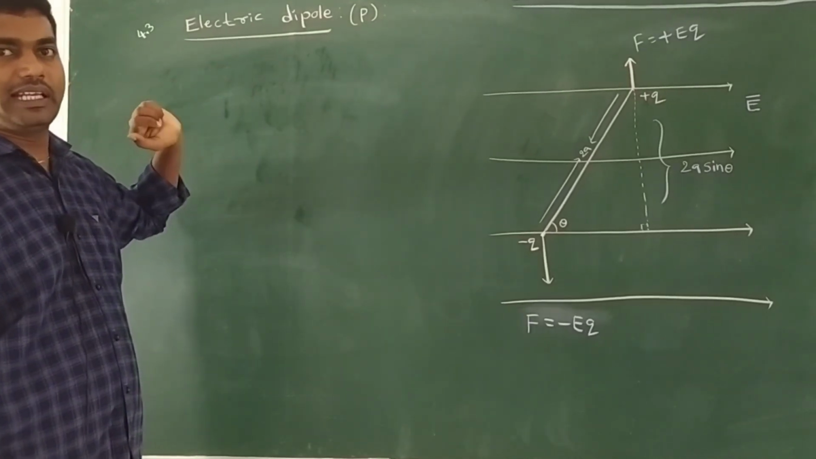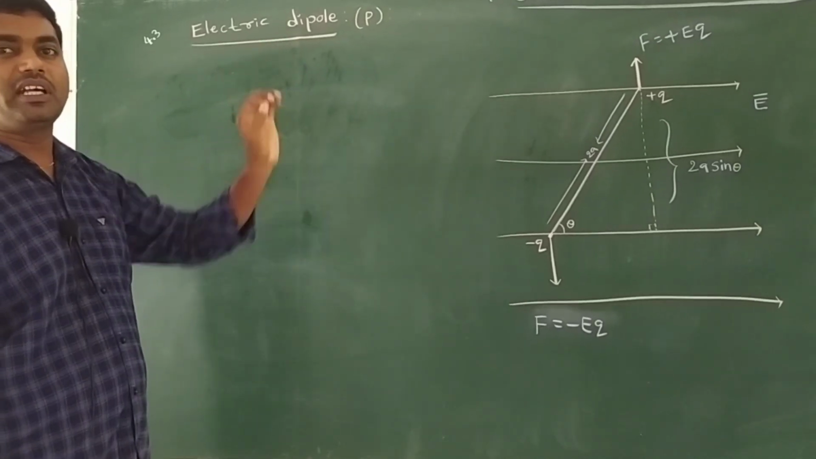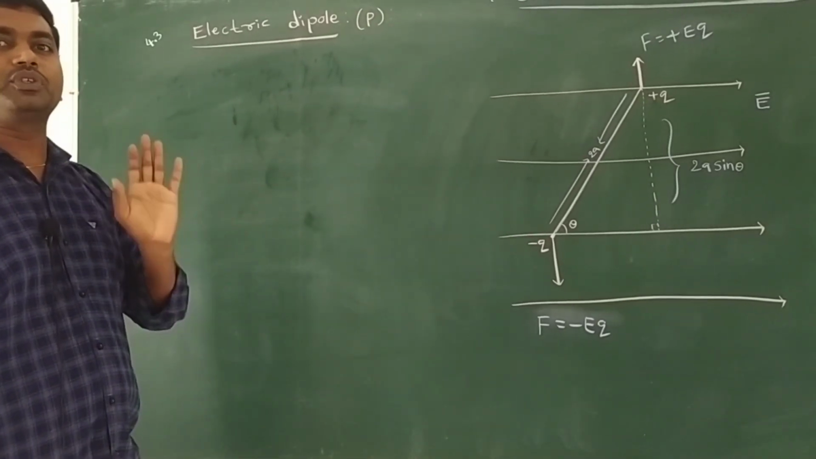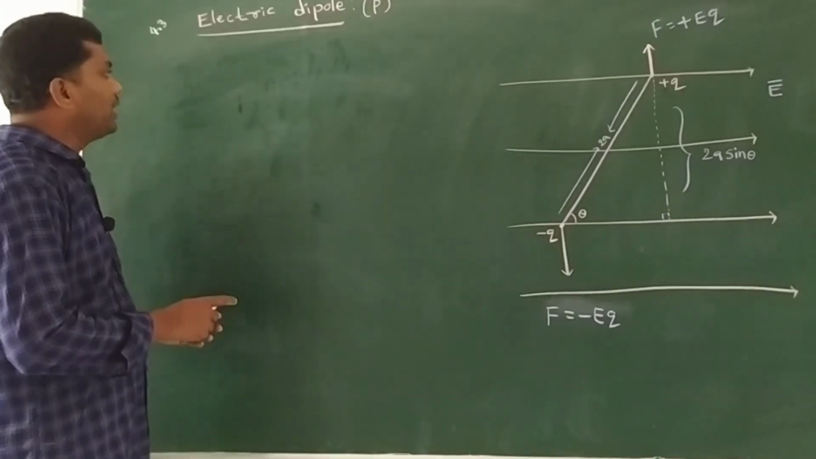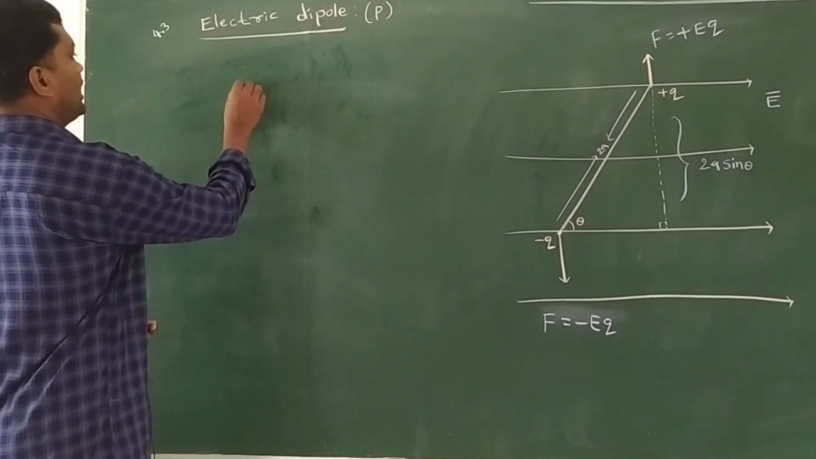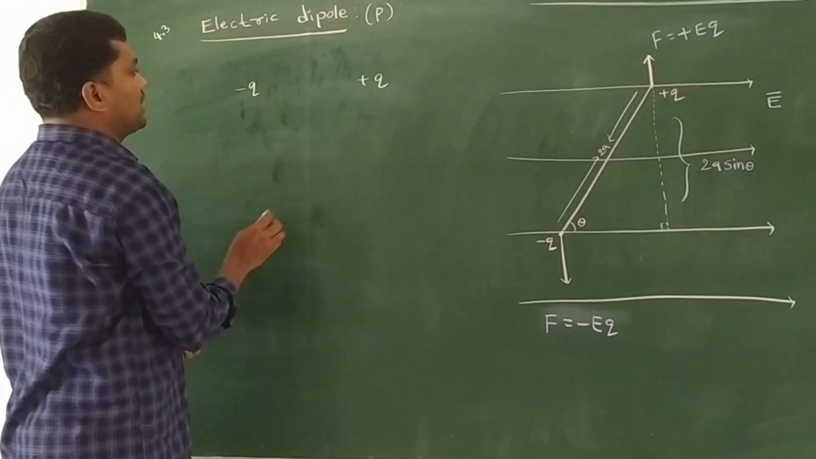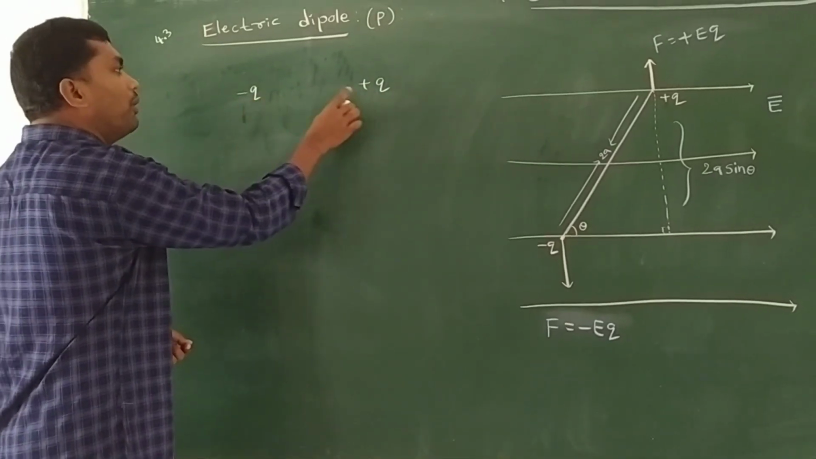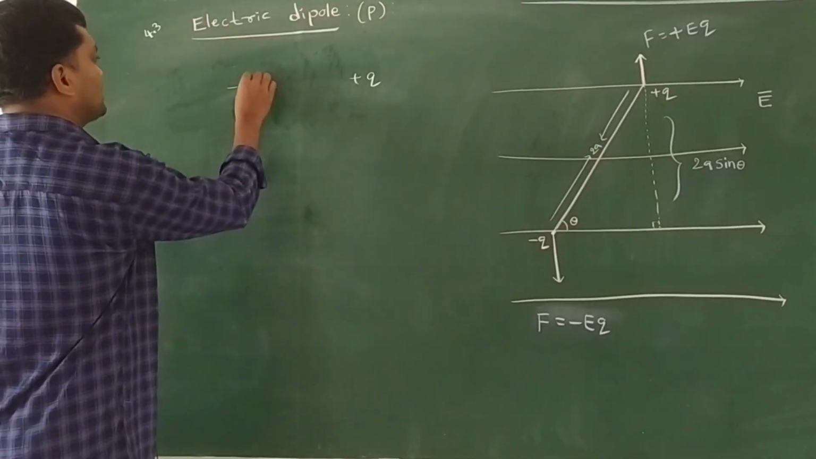Definition and formula of electric dipole. An electric dipole is an arrangement of two equal and opposite charges separated by a small distance. Two equal and opposite charges means we take a minus q charge and a plus q charge, separated by a small distance.